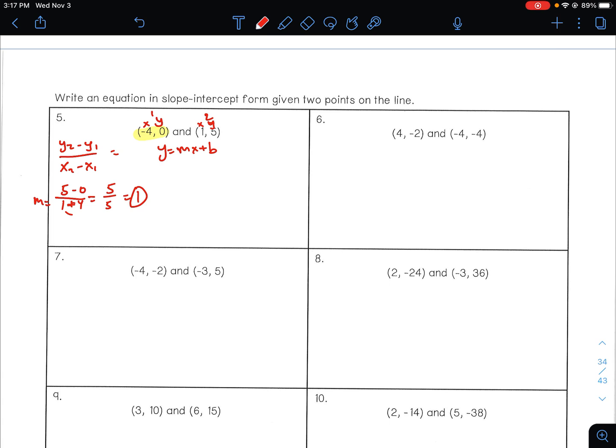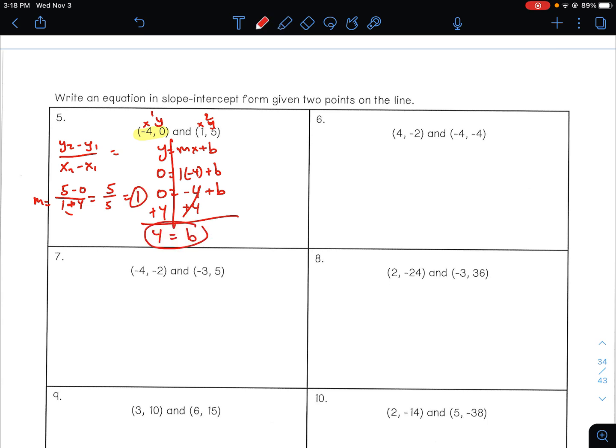So y is 0 equals my slope, which is 1, x, which is -4, plus b. 1 times -4 is -4 plus b. Need to get rid of this -4, add 4 to both sides, and that equals 4. B equals 4. So now I have my slope, and I have my y-intercept, which is 4.